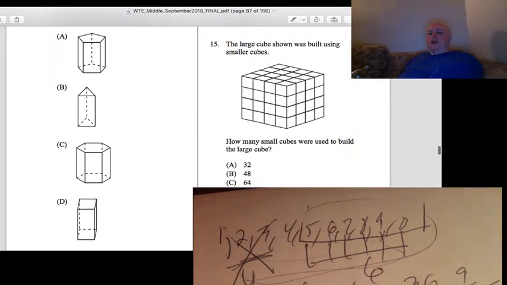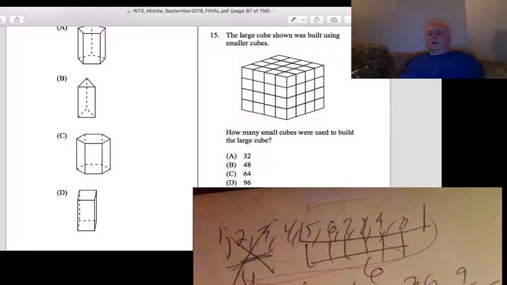Okay, 15 is not really a SHSAT style question. Yeah, the answers are showing there already. So what's basically the volume of that cube is what they're asking for. If each square is 1 cubic unit, what's the volume of that cube?